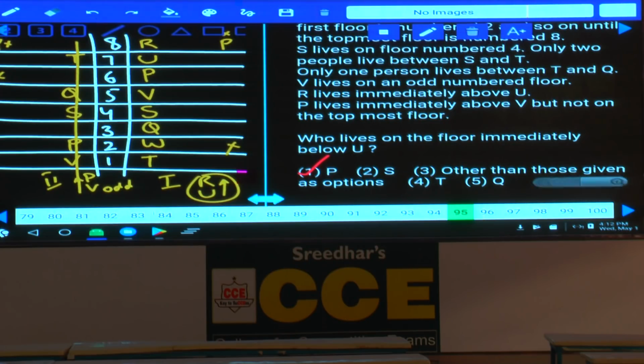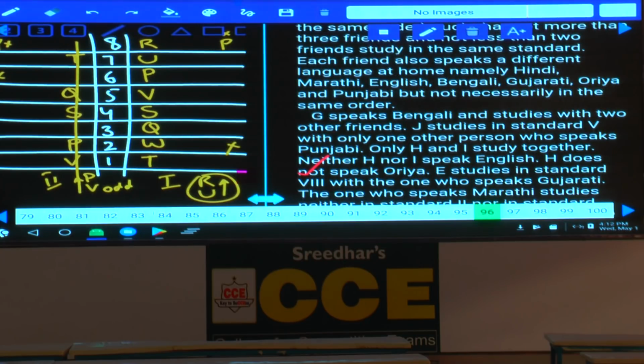And this is about question numbers 91 to 95. Done? Then 96 to 100. Now question numbers 96 to 100. Now it comes under which category?